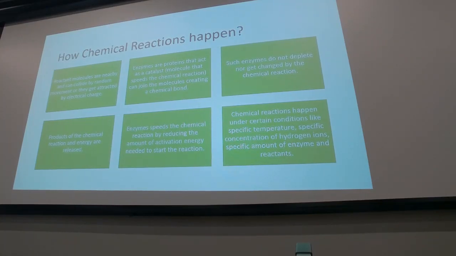So then, as a summary of how chemical reactions happen, the reactants need to be nearby. There is motion within these molecules, and that movement can make the molecules collide. And then these molecules can be attracted by electrical charge. Positive gets attracted by negative, negative gets attracted by positive, but negative does not interact with negative, and positive doesn't interact with positive. That's the law of opposites attract. Okay? But again, you have to have the reactant molecules nearby.